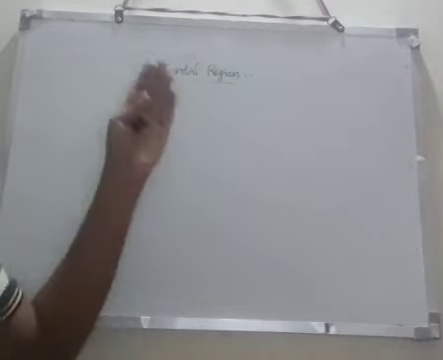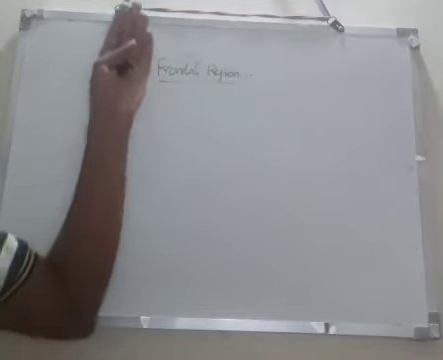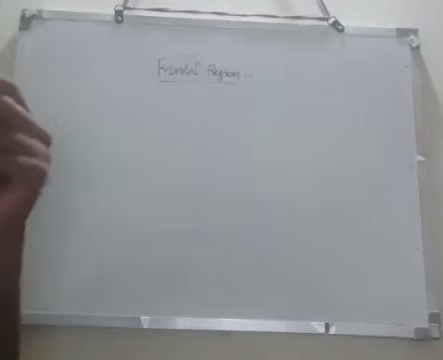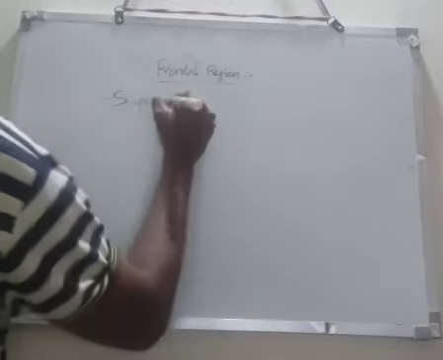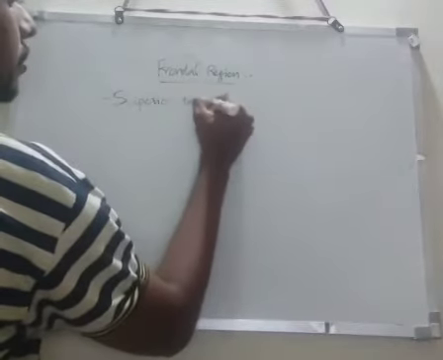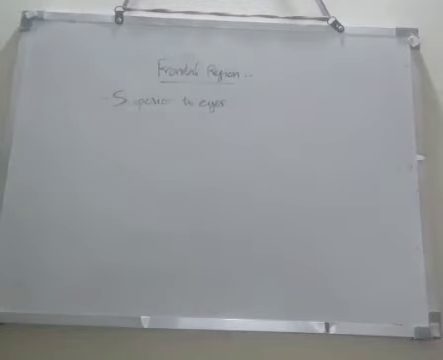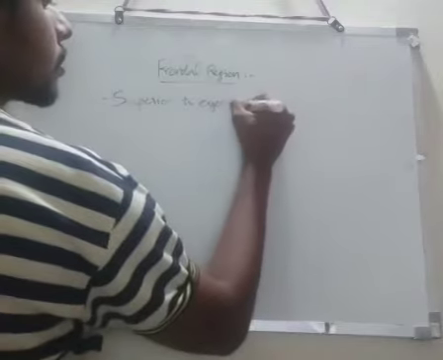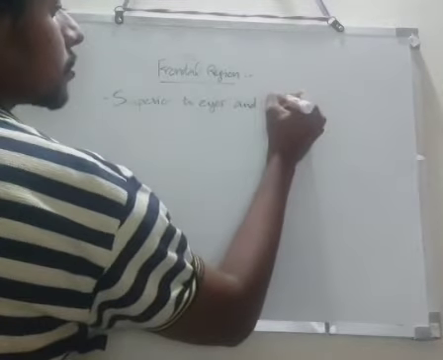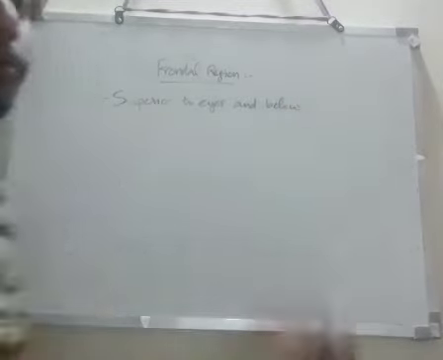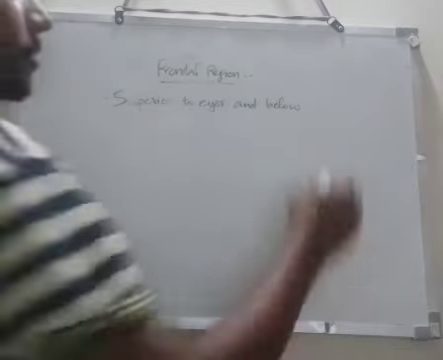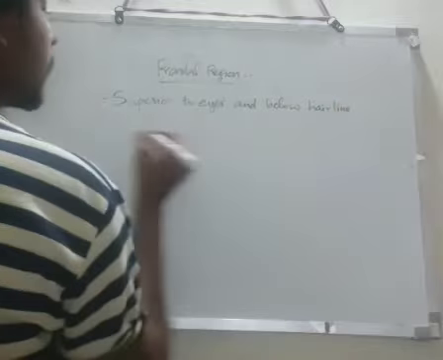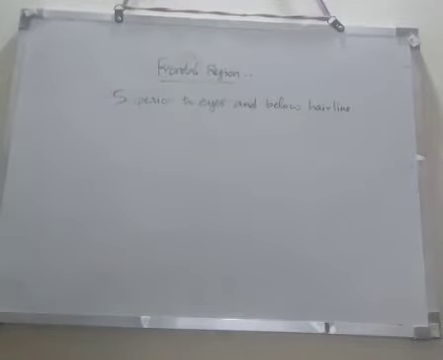The frontal region, otherwise called the forehead. The frontal region of the head is an area superior to the eyes and below the hairline. And this is the position of the frontal region.